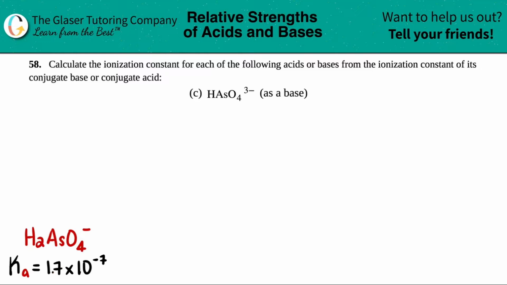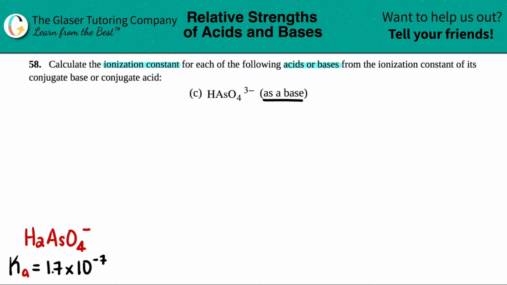Number 58. Calculate the ionization constant for each of the following acids or bases from the ionization constant of its conjugate base or conjugate acid, and then we have letter C out of the bunch. So in this case, we want to find the ionization constant for HAsO43-, and this is acting as a base.